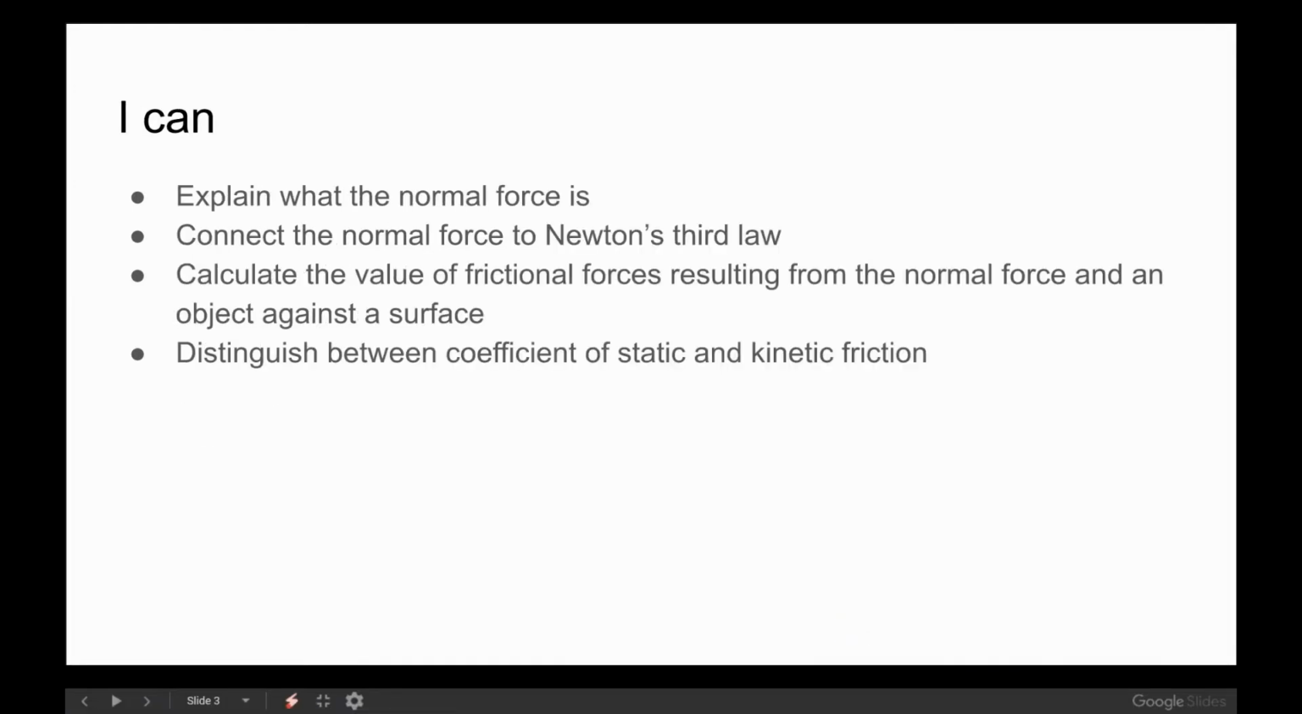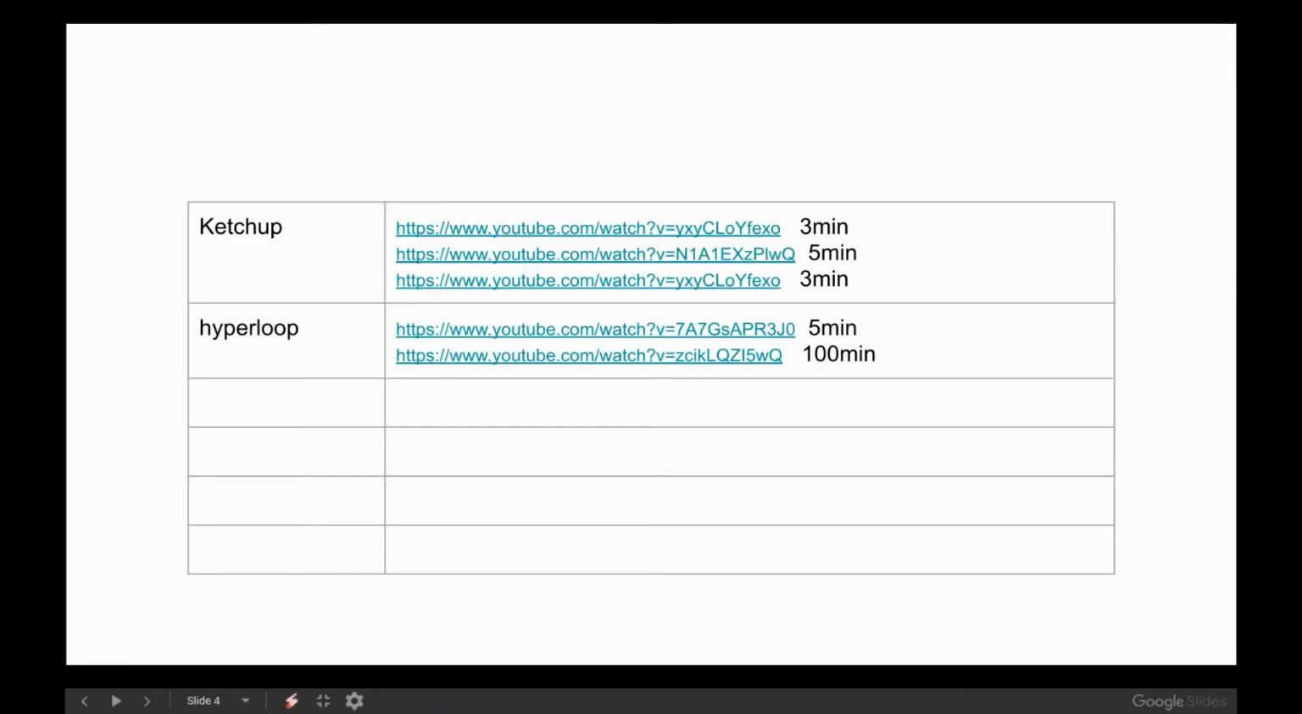You're going to be able to explain what the normal force is, connect the normal force to Newton's third law, and calculate the value of frictional forces resulting from the normal force and an object against a surface. And you will distinguish between the coefficient of static and kinetic friction. And it's all something you've experienced in life, so it's actually really quite easy.